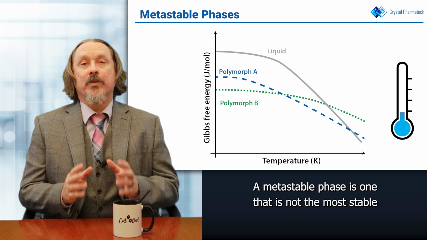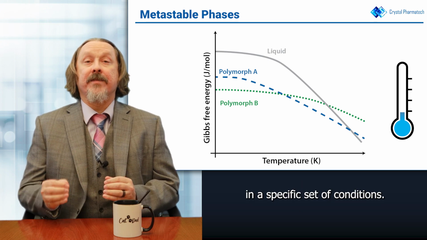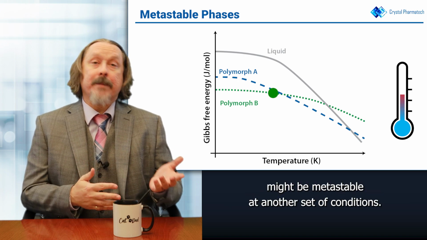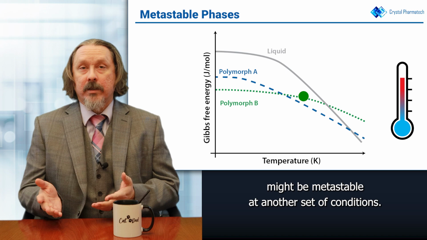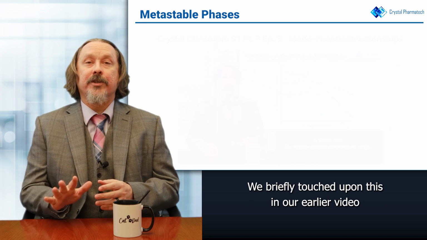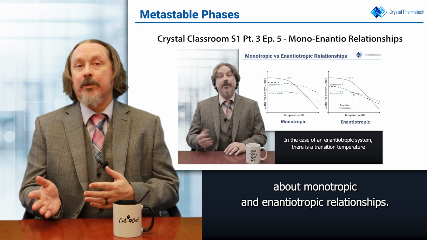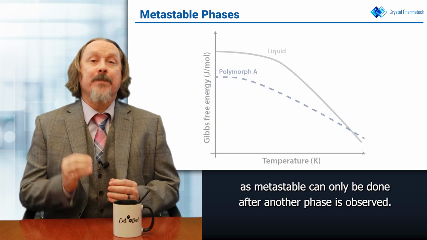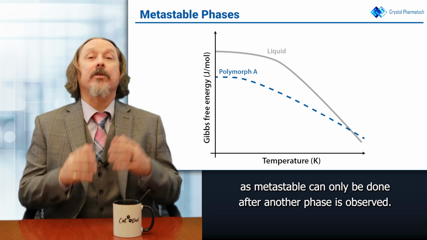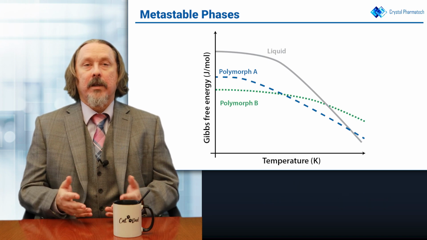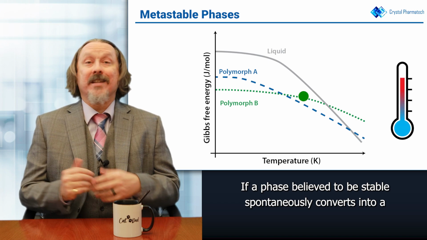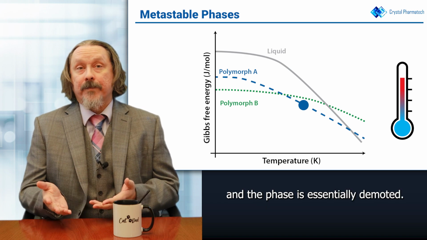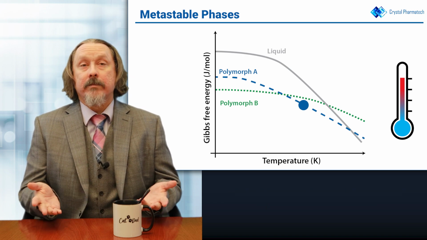A metastable phase is one that is not the most stable in a specific set of conditions. A phase which is stable at one set of conditions might be metastable at another set of conditions. We briefly touched upon this in our earlier video about monotropic and enantiotropic relationships. The part that I want to mention here is that labeling a phase as metastable can only be done after another phase is observed. If a phase believed to be stable spontaneously converts into a different phase, then the stable phase was actually metastable, and the phase is essentially demoted.